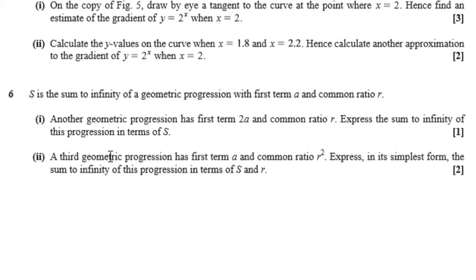Okay, question 6. S is the sum to infinity of a geometric progression with first term a and common ratio r, so a r to the n. And part 1 is another progression with first term 2a and common ratio r, and express the sum to infinity of this progression in terms of s. And also a third progression has first term a, common ratio r squared, expressed again using s and r, the sum to infinity.